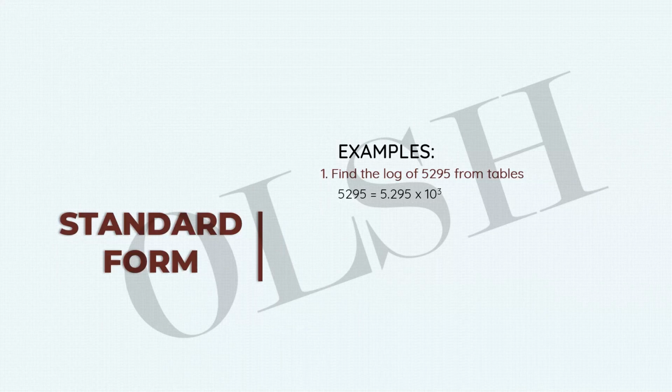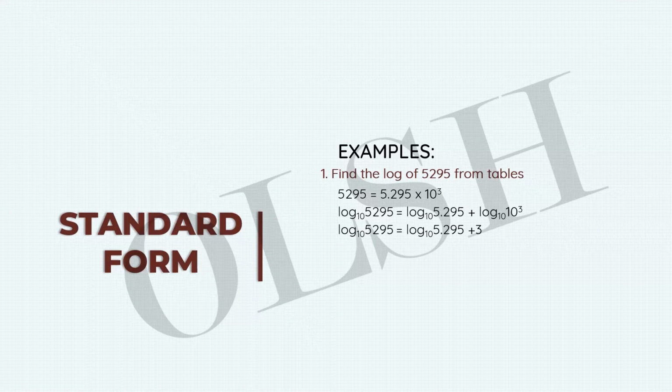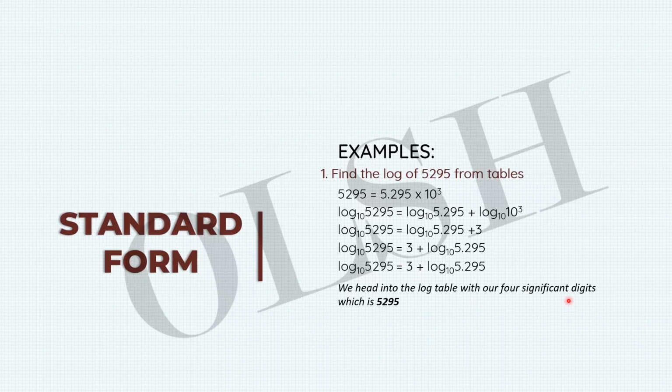Okay, so log 5295 to base 10 is equal to log 5.295 to base 10 plus log 10 cubed to base 10. If we simplify this, we're going to have log 5.295 to base 10 plus 3. If we then move ahead to rearrange this, we're going to have the next line. Now we head to the tables with our 4 significant digits. So we can see that our characteristic here is 3 and our decimal part is log of 5.295 to base 10.